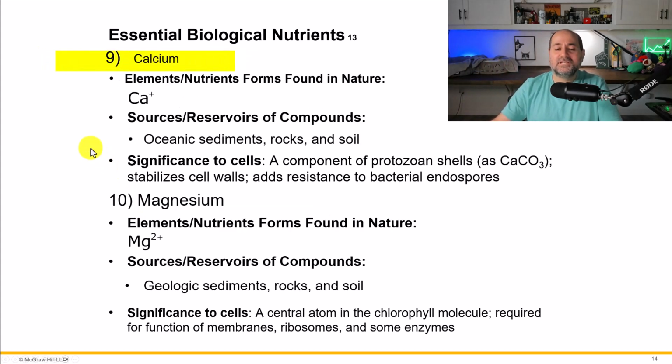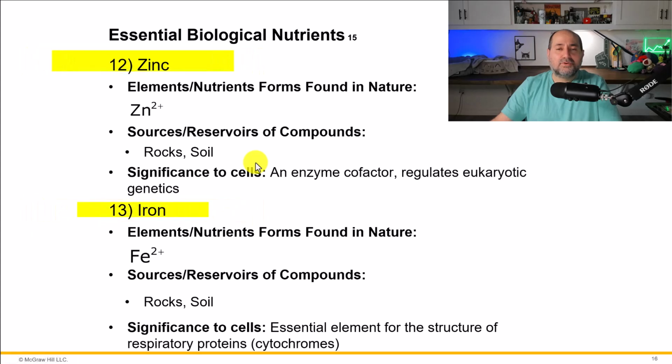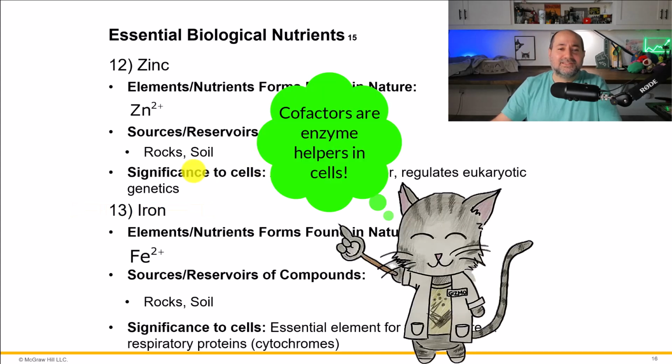Same thing with calcium and magnesium. Again, organisms usually find these elements from their environment as well, and these are very important elements in the functioning of the cell. Same thing with chlorine. Usually these organisms find it in their environments. Again, it's so important in membrane transport. It's important to regulate osmotic pressure. It's an important element for cells. Zinc and iron are important metals. They are usually used as cofactors, which are important enzyme helpers, and they're also found in the organism's surroundings.